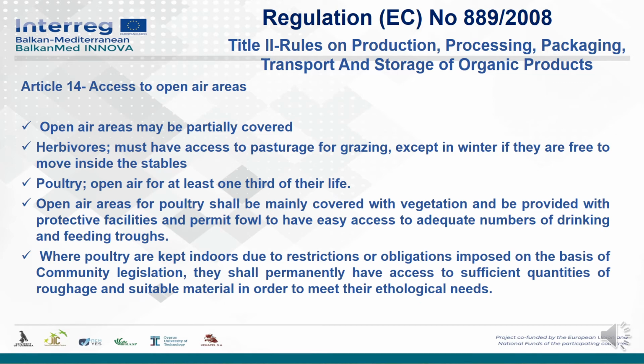Article 14. Access to open air areas. Open air areas may be partially covered. Herbivores must have access to pasturage for grazing, except in winter if they are free to move inside the stables. Poultry, open air for at least one-third of their life. Open air areas for poultry shall be mainly covered with vegetation and be provided with protective facilities and permit fowl to have easy access to adequate numbers of drinking and feeding troughs.